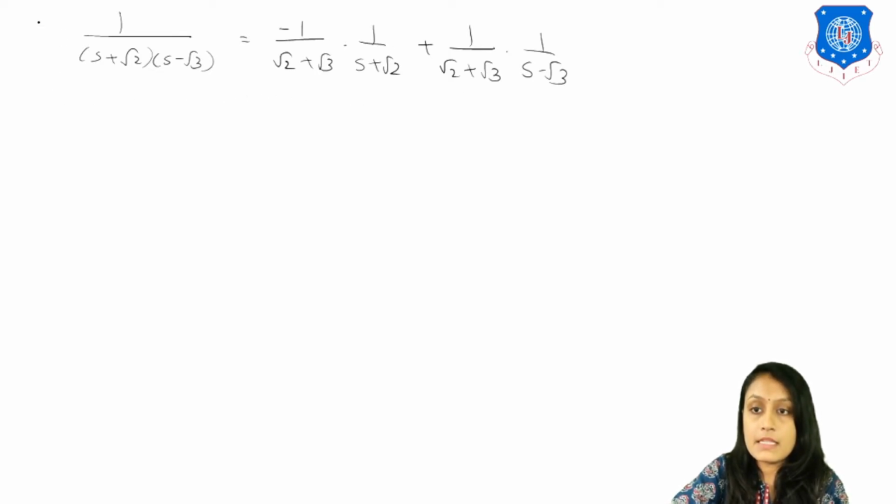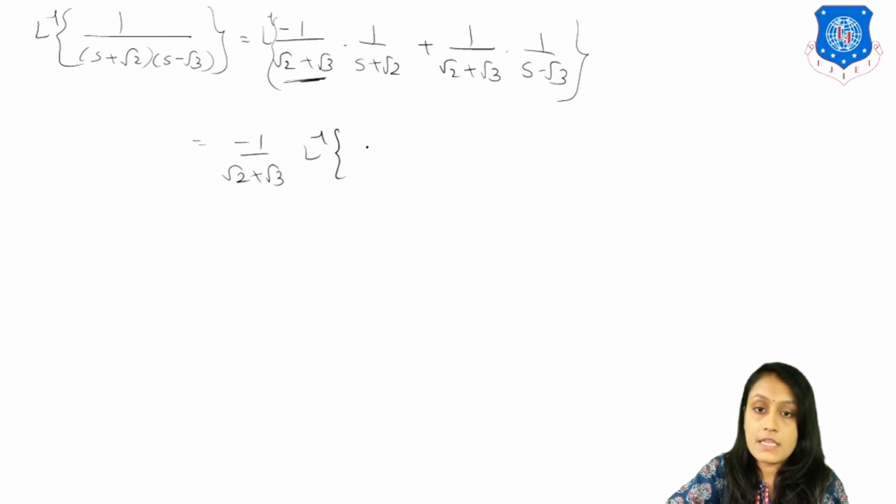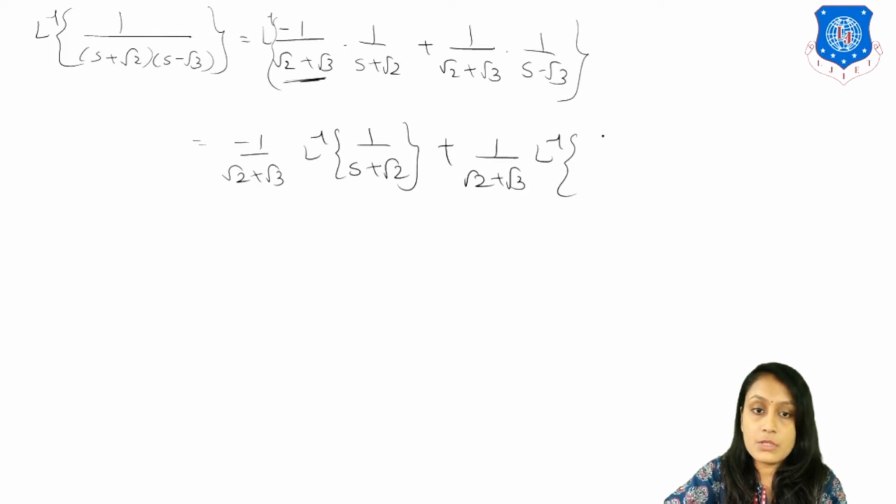Now we'll apply the Laplace inverse to this term and to this term also. This is a constant, so we can take it outside: minus 1 upon root 2 plus root 3 outside, Laplace inverse of 1 upon s plus root 2. Clear? Again, this is a constant, so we'll take it outside: 1 upon root 2 plus root 3, and Laplace inverse of 1 upon s minus root 3.